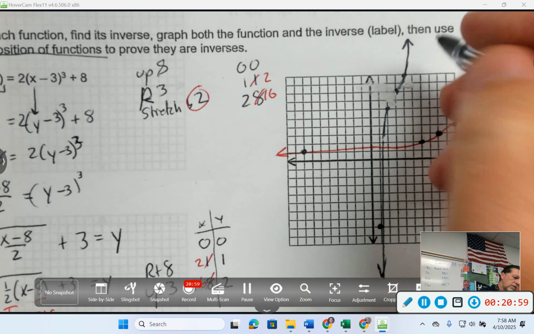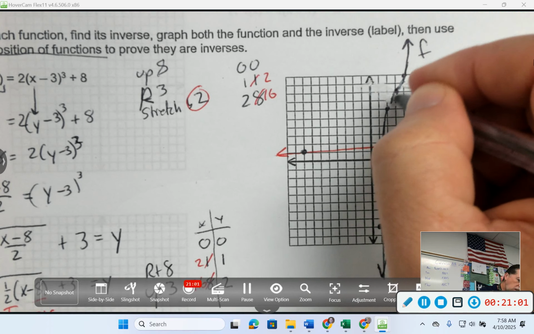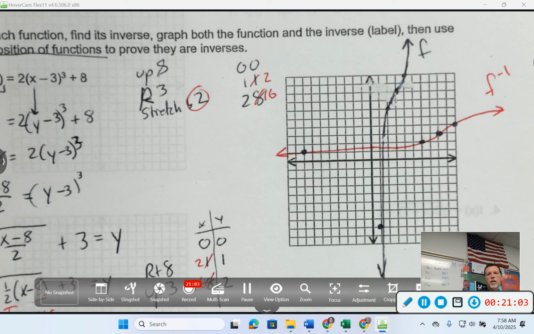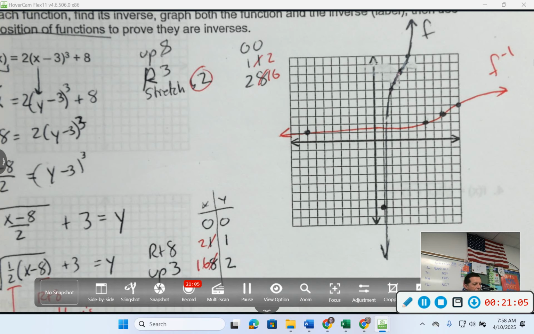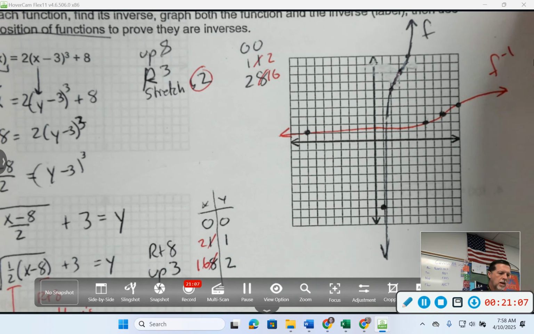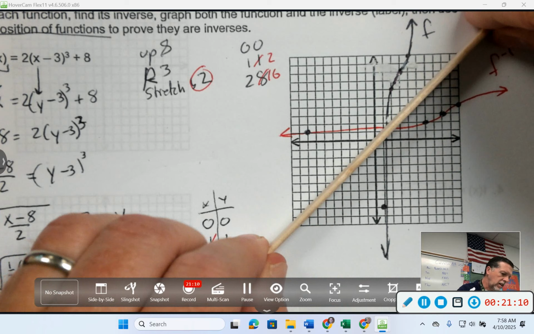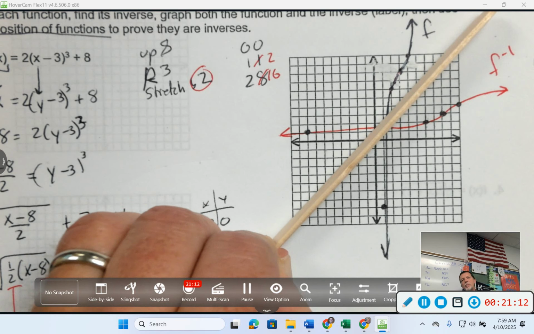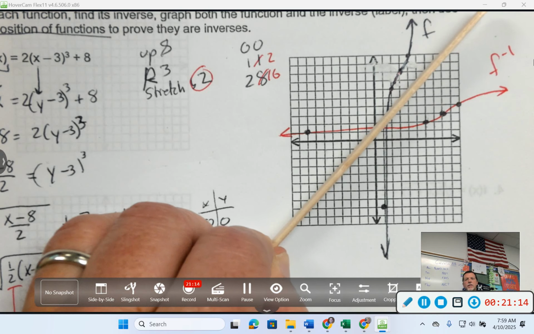F inverse and F. And we don't have to draw the y equals x line. Maybe you can visualize it and be like, oh yeah, I did a pretty good job, because those look like they reflect across y equals x.